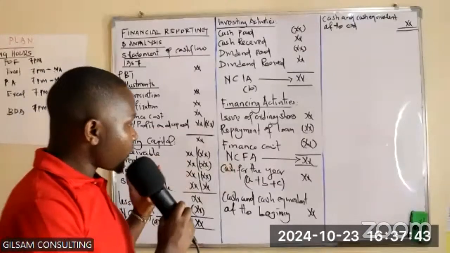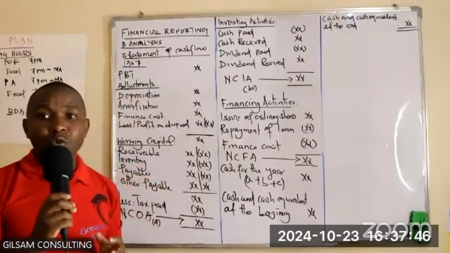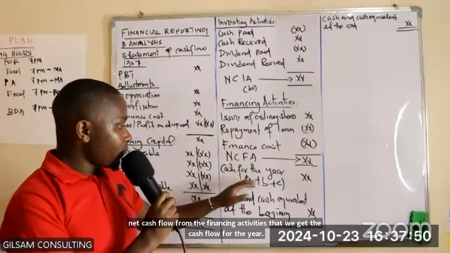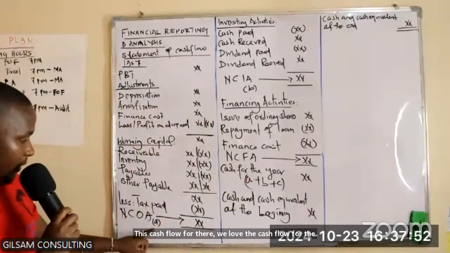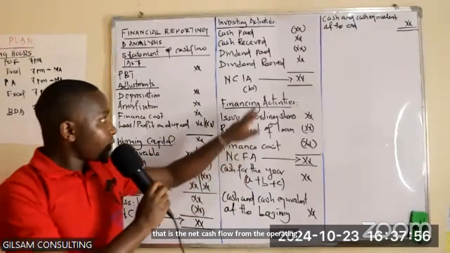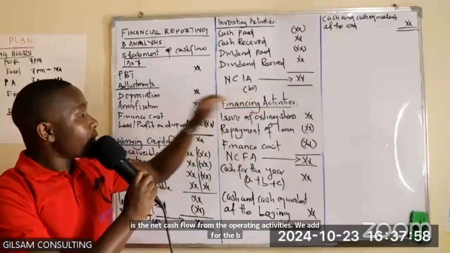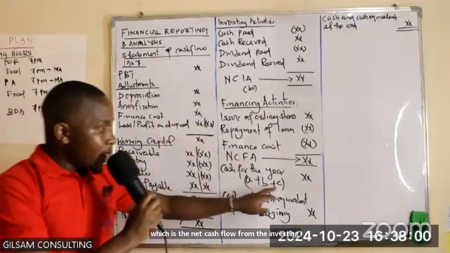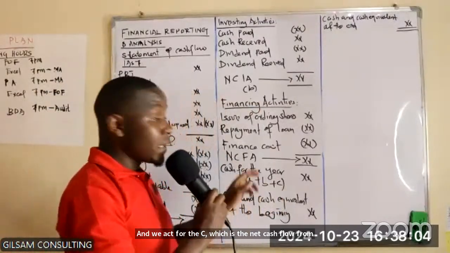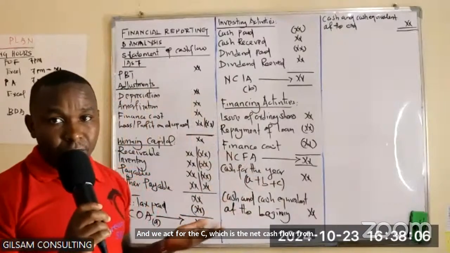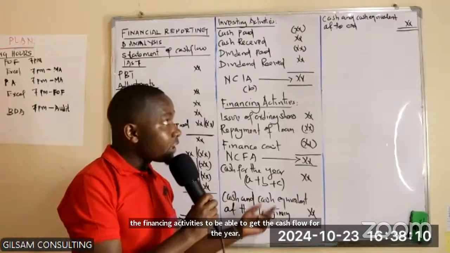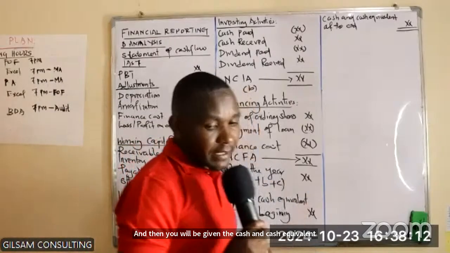The net cash flow from the financing activities, then we get the cash flow for the year. For the cash flow for the year, we take the A, that is the net cash flow from the operating activities. We add the B, which is the net cash flow from the investing activities, and we add the C, which is the net cash flow from the financing activities, which will enable us to get the cash flow for the year. And then we will be given the cash and cash equivalent at the beginning, and also the cash and cash equivalent at the end.